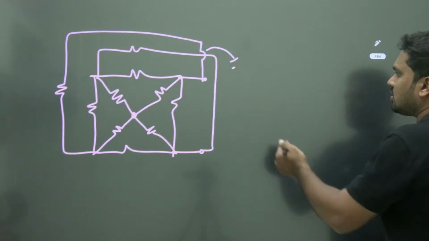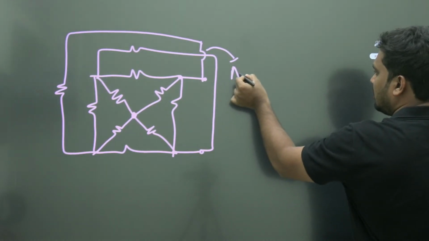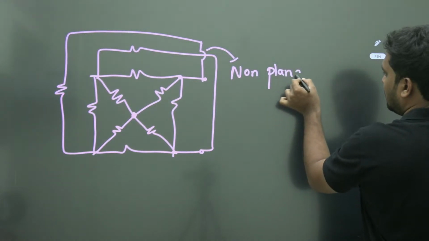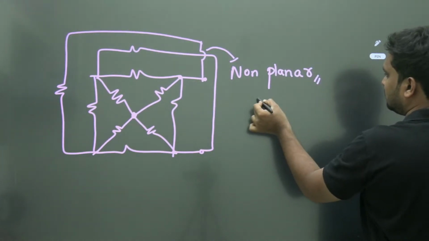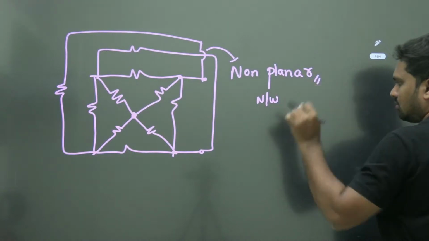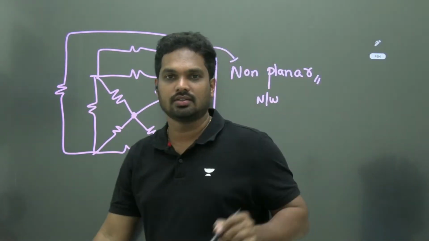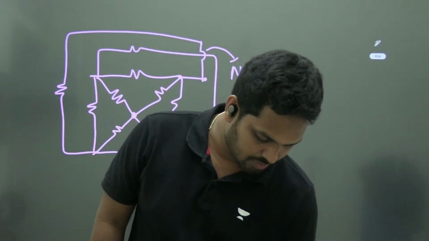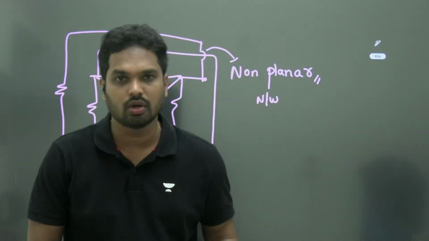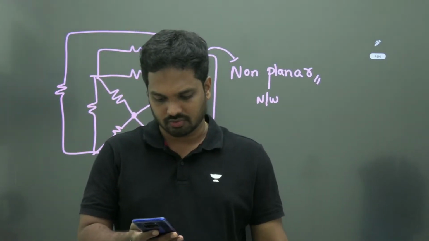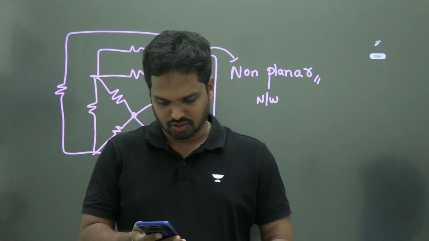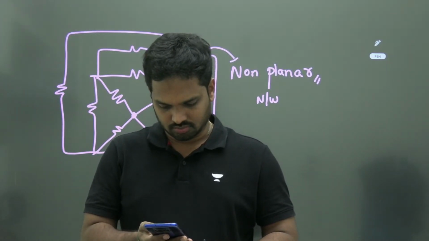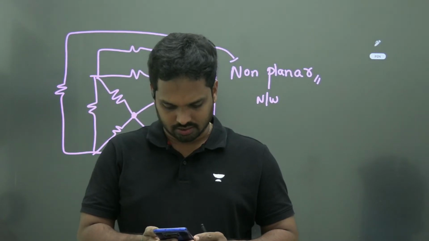These kind of networks में mesh analysis is not applicable. This is what we call a non-planar network. Got it? Everybody here understand? Right. So now mesh analysis is applicable for only planar but not for the non-planar networks.